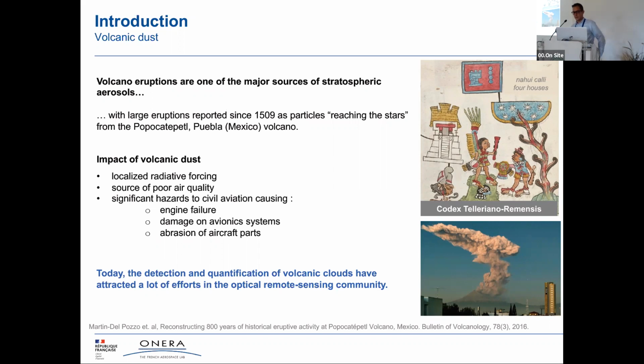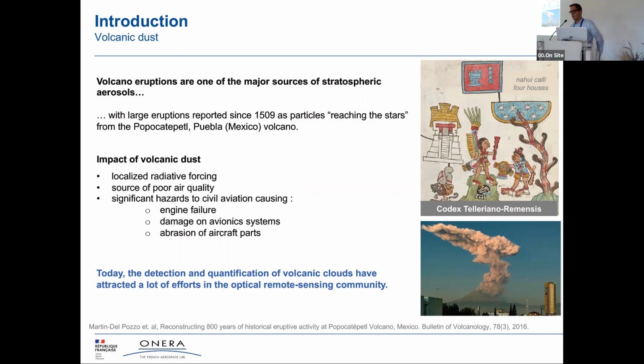First, they can produce localized radiative forcing, and we are still investigating the magnitude of this forcing. They are also a source of poor air quality for inhabitants living around the volcano, which is a major concern as we discussed this morning. And also, and that is more of a concern for us at the Aerospace Lab, significant hazards to civil aviation, causing dramatic engine failure, damage to the avionics systems, and also abrasion of several aircraft parts. So this will be one of the main concerns for us.